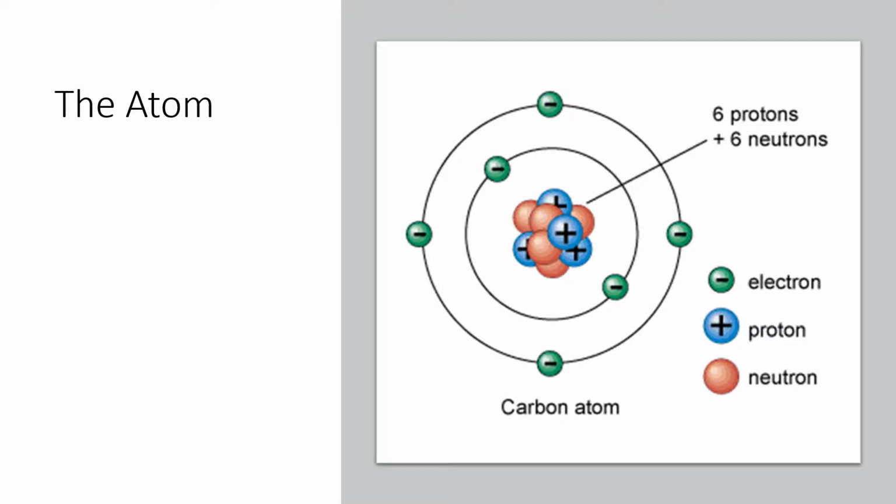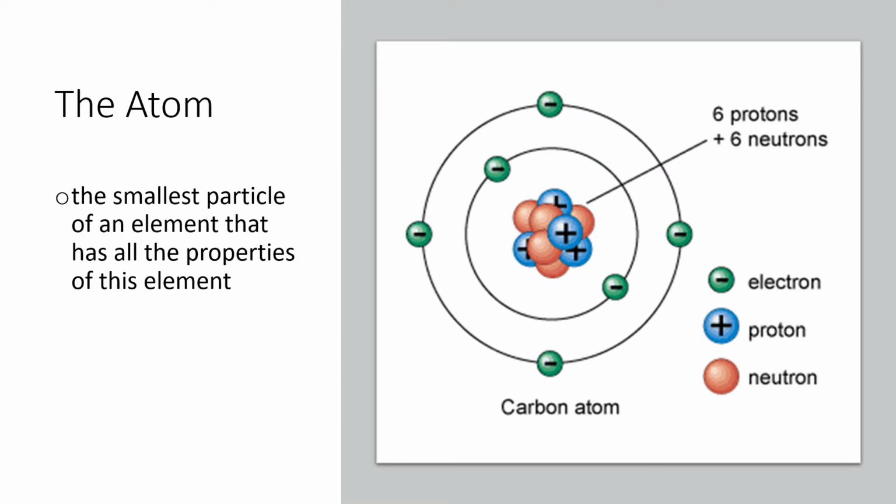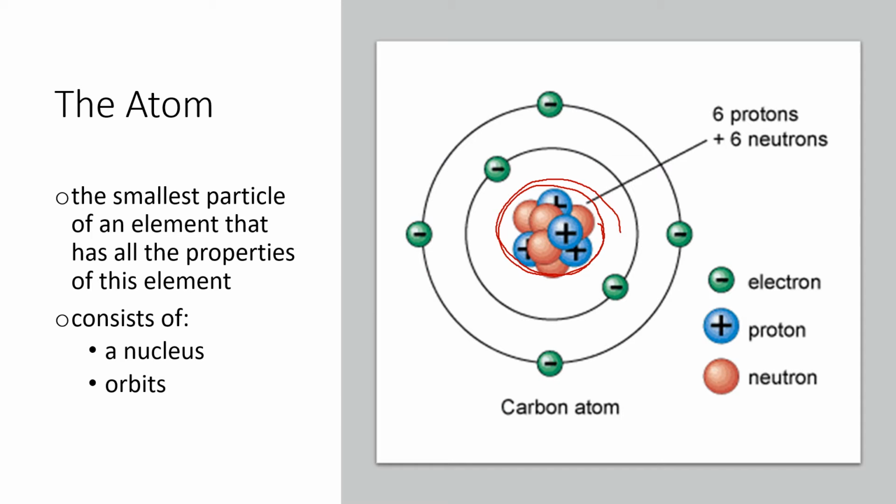So again, when we look at the atom, it is the smallest particle of an element that has all the properties of that element. The two main components of the atom are the nucleus and the orbits around it. So when we look at the diagram in the center here, that is going to be our nucleus, and these orbits or circles around it are your orbits that carry the electrons.